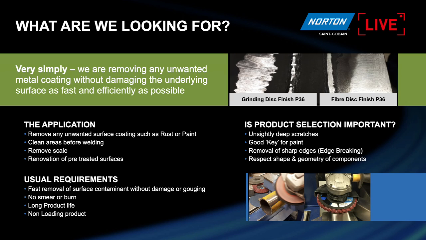Same with removing scale. When you have some carbon steel that's straight from the steel mill, it does have a layer of what we call scale on the top there, which you can see here too. Very difficult to remove, very cloggy as well. It sticks to the abrasive, so important to get that away. And of course, renovation of pre-treated surfaces, as really we are doing today. You know, we have a section of structural steel that's been in a building before. It needs to be ground down and made to look nice again before we would repaint.